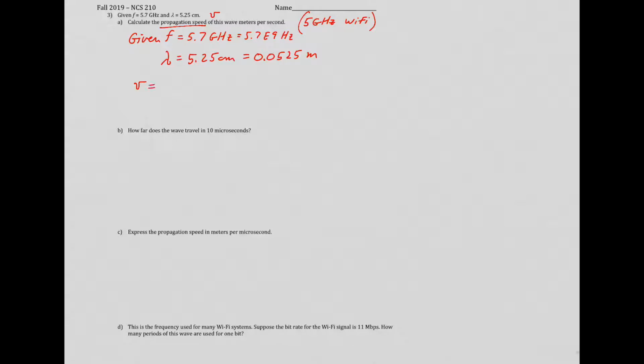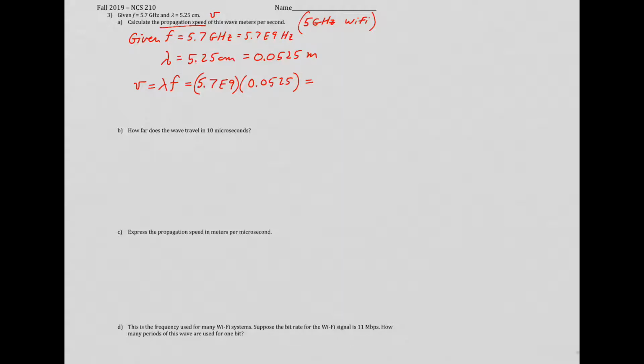I just did an example with that. v is lambda f, meters in the numerator, seconds in the denominator, right, meters per second. And so I'm just going to plug in these 2 lambda and f values, and my v is going to come out in meters per second. 5.7e9 times 0.0525. And 57 times 525, I'm not going to try to do in my head. And I'll tap that out on my calculator. 5.7 times 0.0525 equals. And I get 2.99e-1.